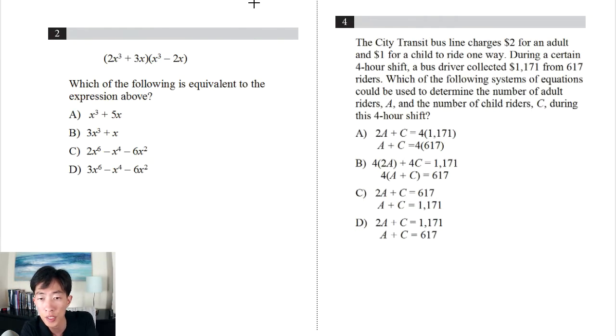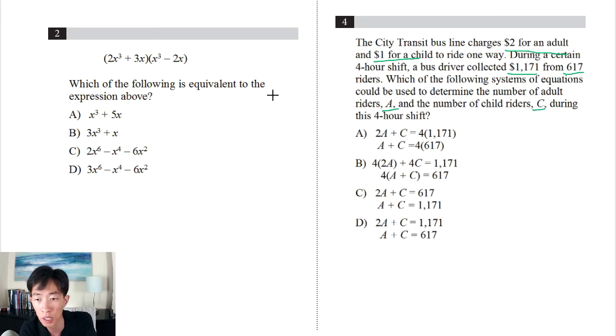Question 4. The city transit bus line charges $2 for an adult and $1 for a child to ride one way. During a certain 4-hour shift, the bus driver collected $11.71 from 617 riders. Which of the following systems of equations could be used to determine the number of adult riders A and the number of child riders C during this 4-hour shift?